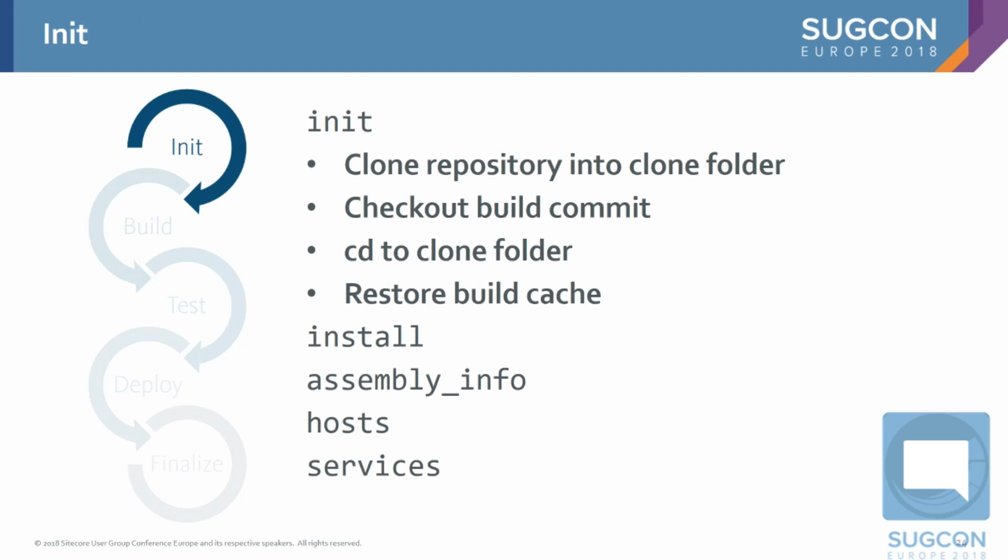So in the init phase, everything in bold is done automatically by AppVeyor for you. So it will clone your repository, it will check out the commit, it will start the build cache, it restores it, and then everything else, you have the chance to create scripts or configure that. So you can put some scripts before it clones, after it clones in the install section. You can modify the assembly info file before building. You can put some host names and start some services.